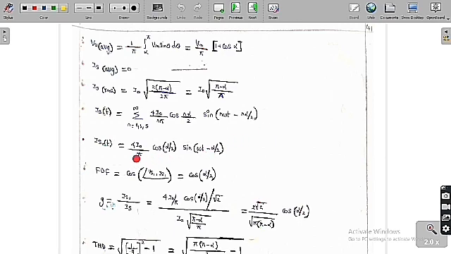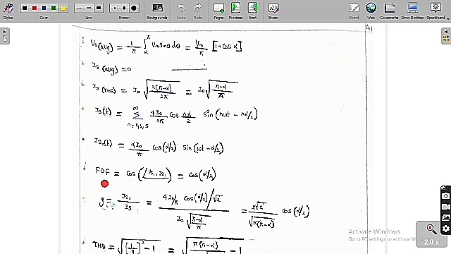Now I want to find the fundamental component of the source current. The fundamental component means keep the value of n equal to 1. We get 4 I naught by pi into cos of alpha by 2 into sine of (omega t minus alpha by 2). This is called the fundamental component of the source current, which is is1 of t.